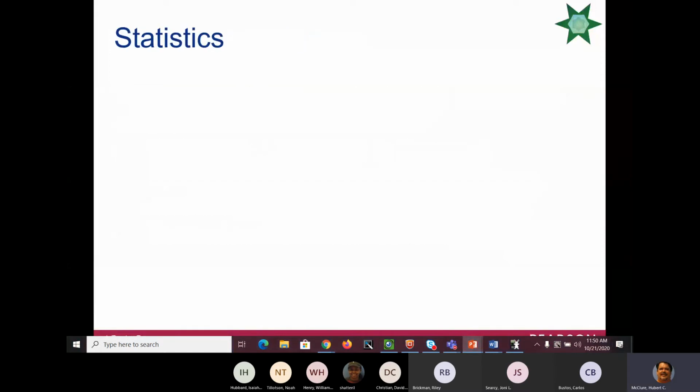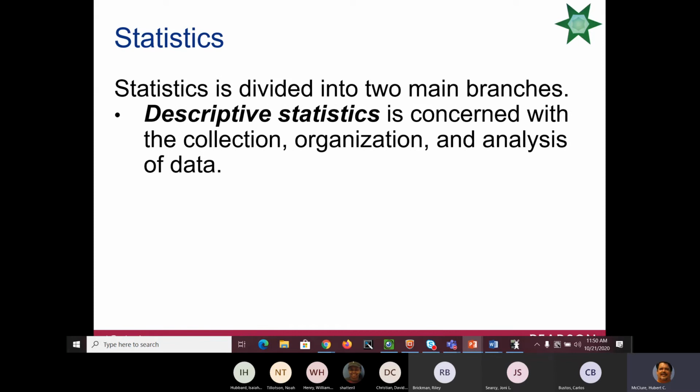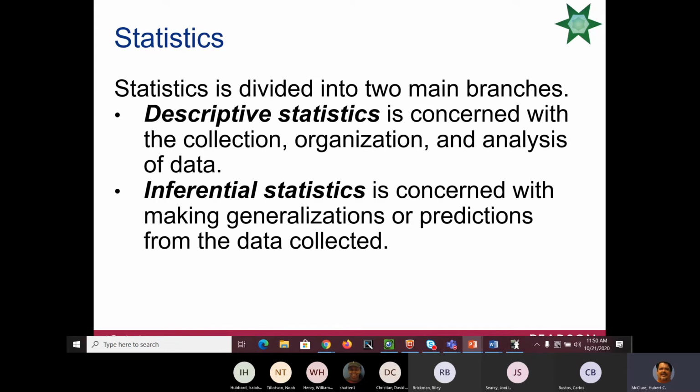Okay, all right. Statistics is the art and science of gathering, analyzing, and making inferences, predictions. Okay, we went over that. 2 main branches. Okay, I didn't go over this. Let's write that down. Descriptive statistics and inferential. Descriptive statistics, I'll give you one word, your test average. Write that down, test average. Because that is statistics based on numbers that you have.